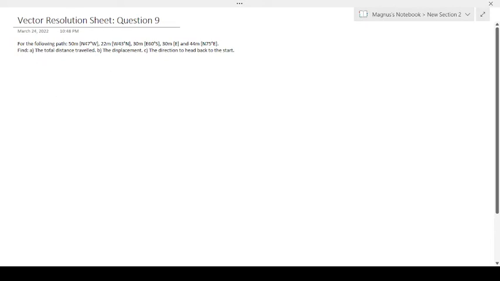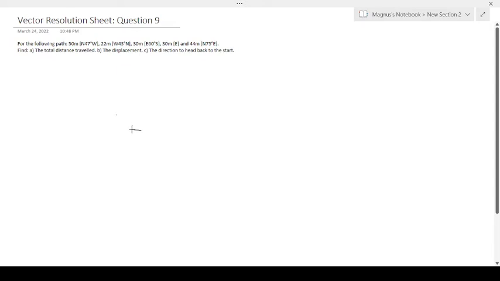Okay, question 9. For the following path: 50 meters north 47 degrees west, 22 meters west 43 degrees north, 30 meters east 60 degrees south, 30 meters east, and 44 meters north 75 degrees east. Find A, the total distance traveled, B, the displacement, and C, the direction back to the start. The first thing let's do is draw our vector diagram. This is going to be our start point.